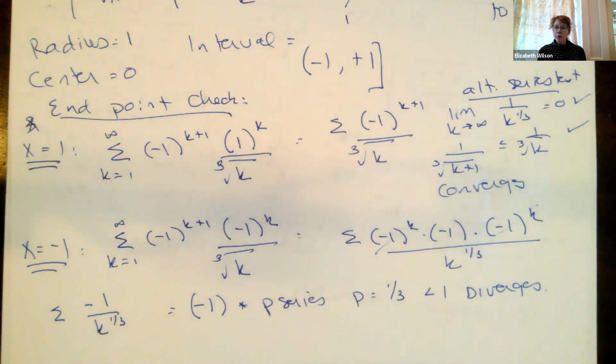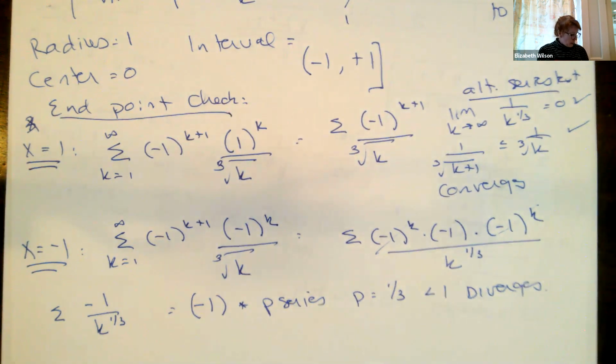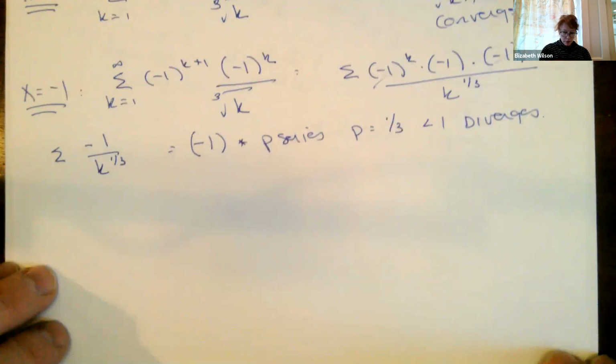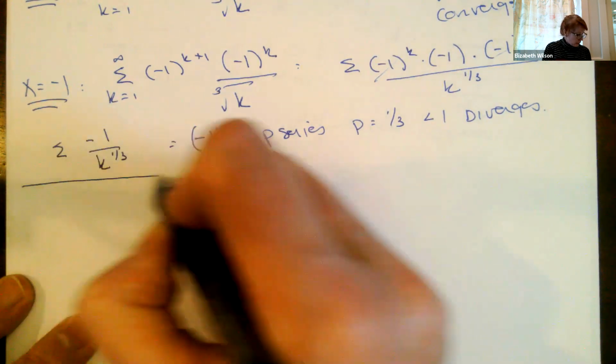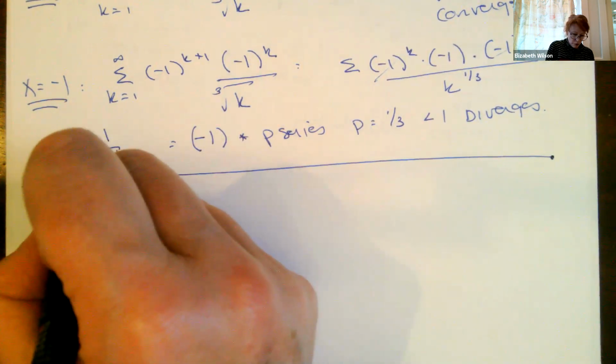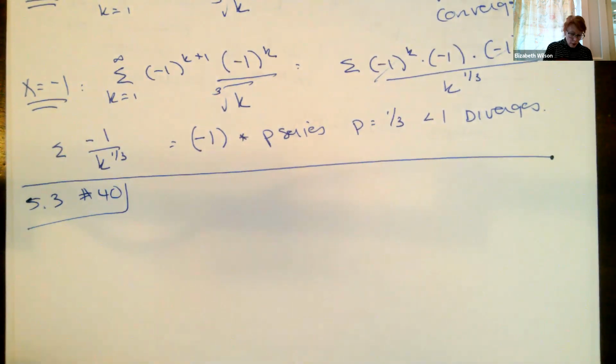5.3, number 40. Oh yeah, number 40. This is a weird one. I think it's using an identity. It's kind of like you have to be in the know. It's a trick question, so don't sweat it if it doesn't look obvious what you're supposed to do.